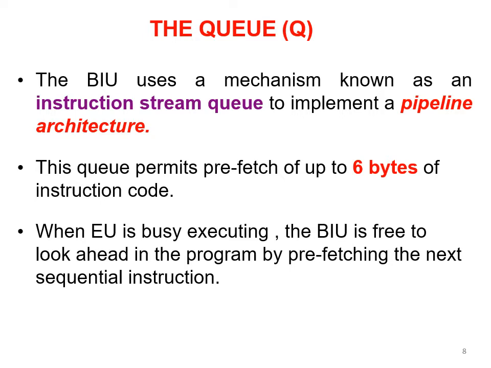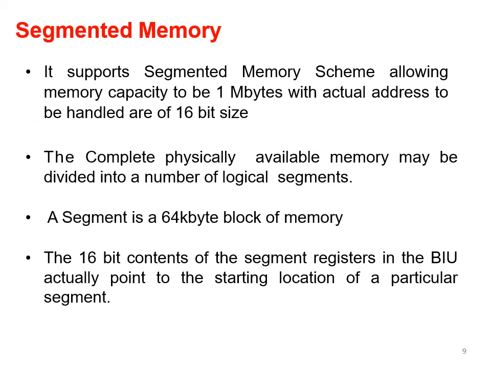So here the BIU uses a mechanism known as the instruction stream queue, which we already discussed. You can see it as a pipeline architecture, and it can prefetch up to 6 bytes of instruction code. When the execution unit is busy executing, the BIU is free to look ahead in the program by prefetching the next sequential instruction. Then the segmented memory: it supports a segmented memory scheme which can access 1 megabyte. All these things we discussed.